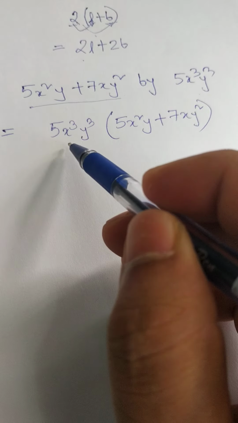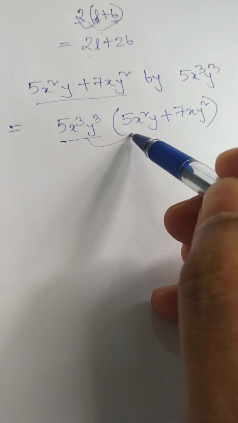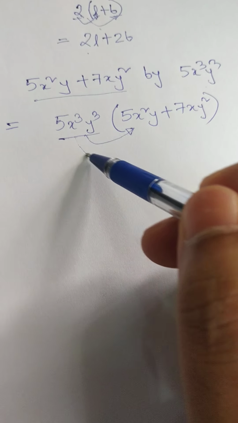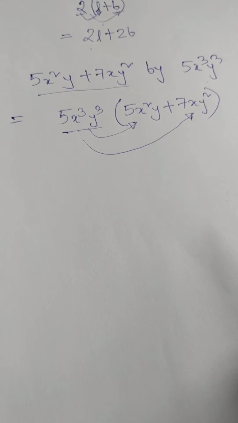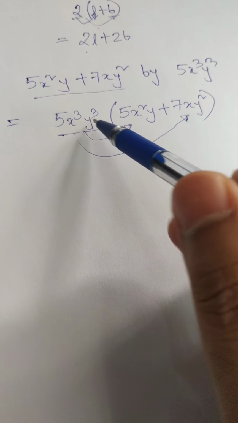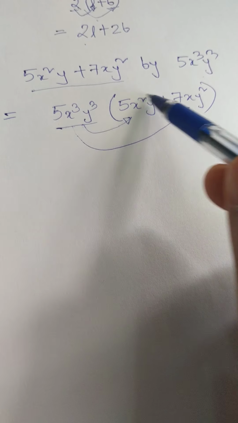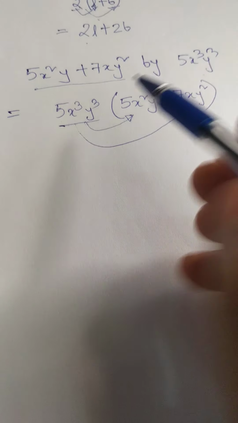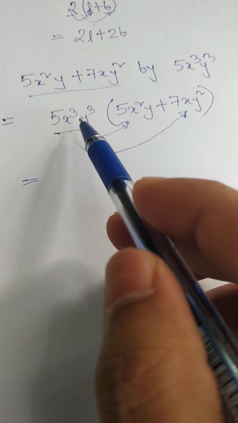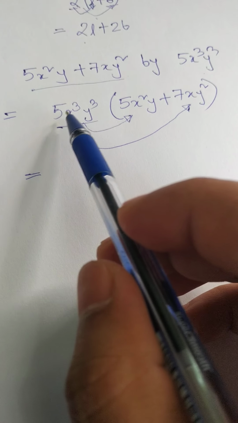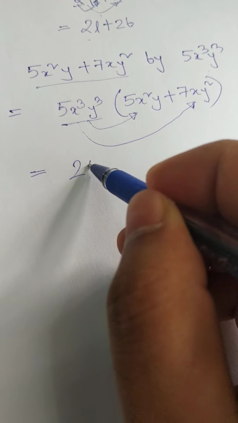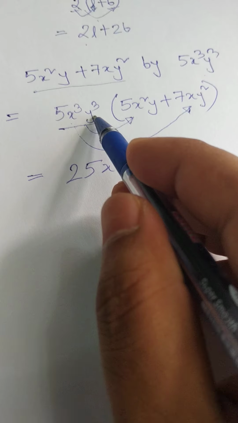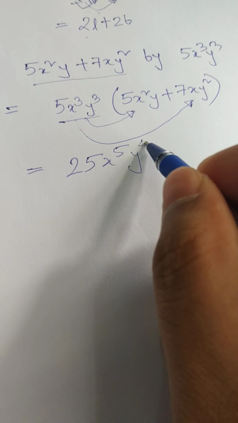Now first we need to multiply this with this, then after putting plus we multiply this with this. First of all, this term gets multiplied with this term, then we will put a plus, then this term gets multiplied with this term. So if we multiply this term with this term, what do we get? 5 into 5 is 25. X cube into x square is x to the power 5. Y cube into y is y to the power 4.